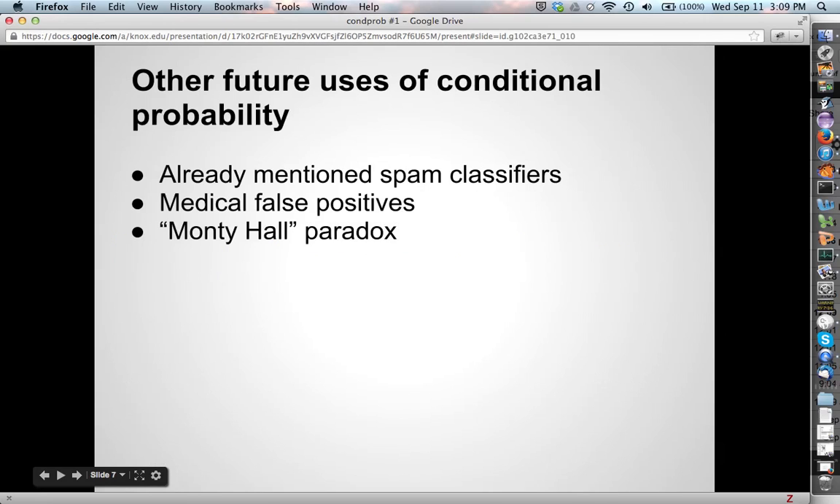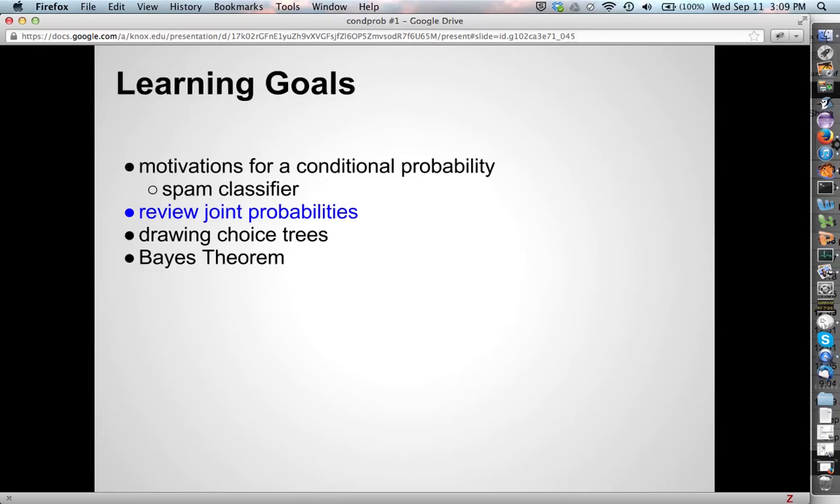Now, some other future uses for conditional probability. We just talked about spam classifiers. There's also medical false positives. We'll do some stuff about that the next day in class. There's also what's called the Monty Hall paradox, which is another really awesome example of conditional probability. And these are really good things to know as an informed 21st century citizen. It's kind of part of a liberal arts education these days. You've got to be able to understand false positives, particularly for medical stuff.